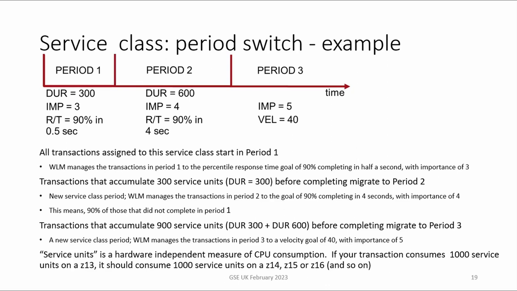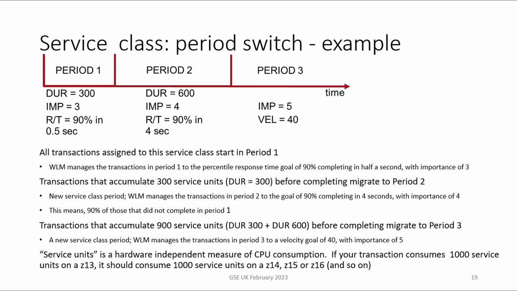Any transactions that finish in 300 service units or less, okay, end of conversation. Any that take longer than 300 service units will get pushed into period 2. Anything running in period 2 is going to run a little bit differently, right? It'll run at importance 4, which means it'll get a little bit less attention from WLM. And the expectation is that 90% of them will complete in 4 seconds. And that's 90% of what's left over from period 1, so that's 90% of the 10%. So they should complete in 4 seconds.